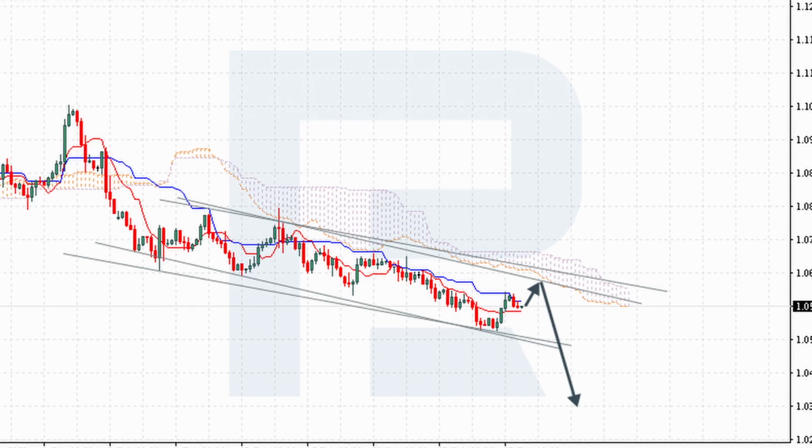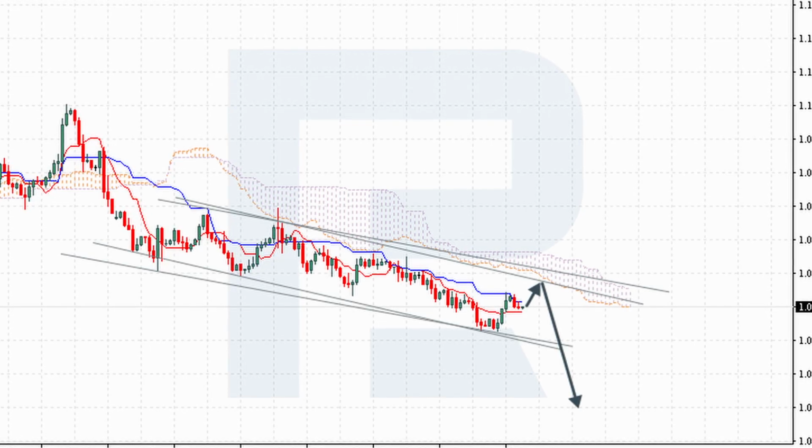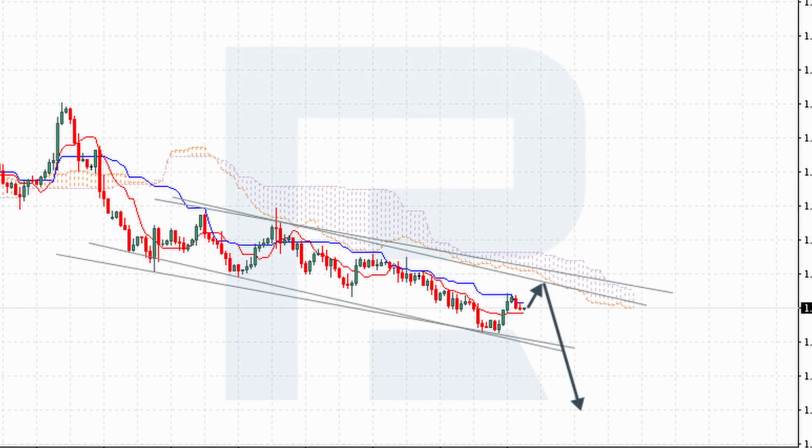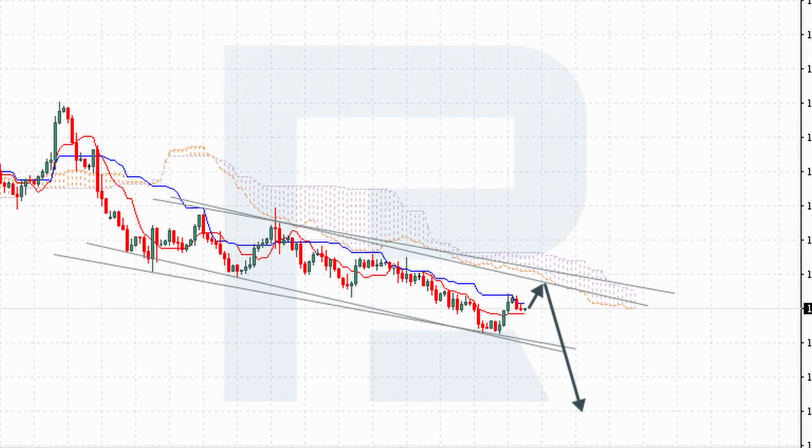The scenario can be cancelled by a breakaway of the upper border of the cloud and securing above 1.0740, which will mean further growth to 1.0835.